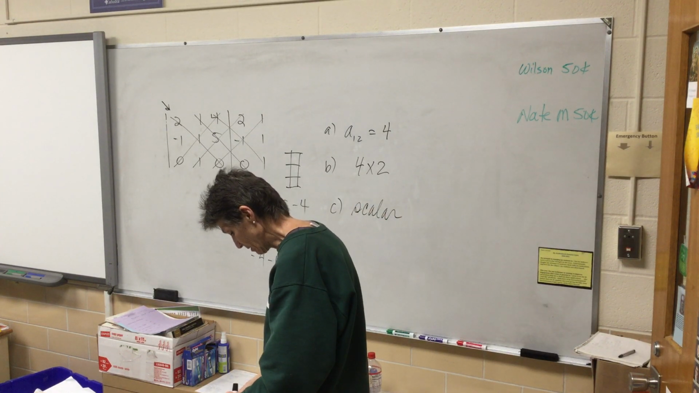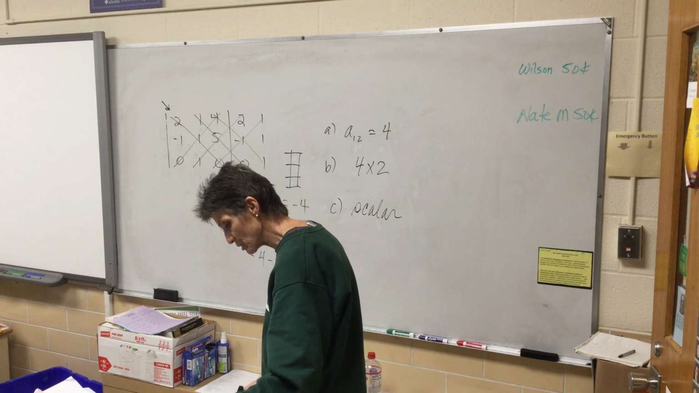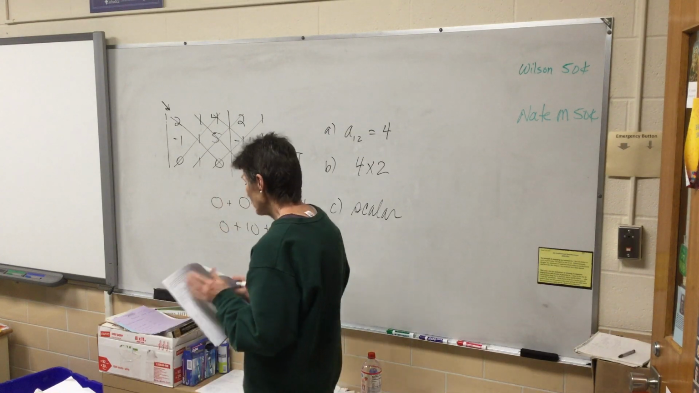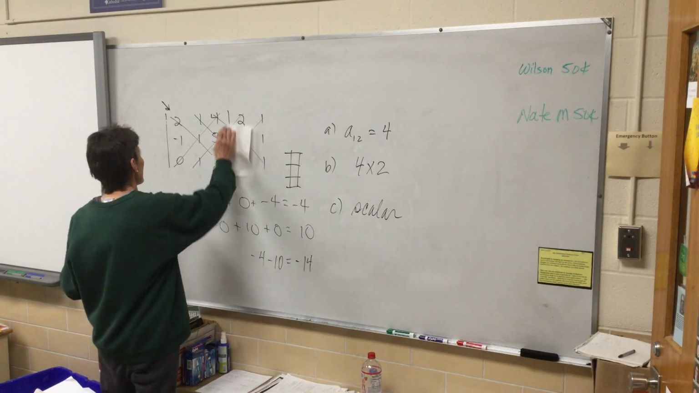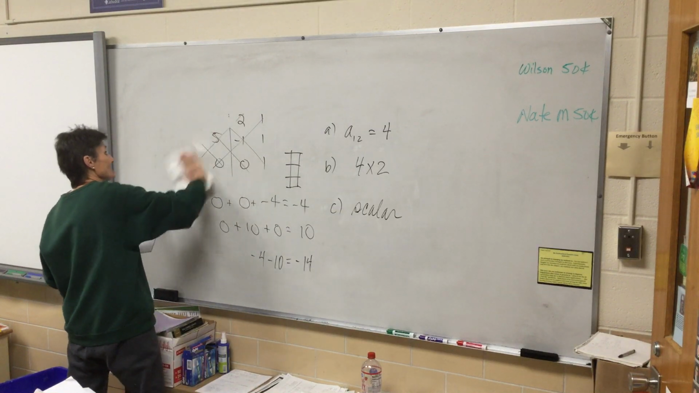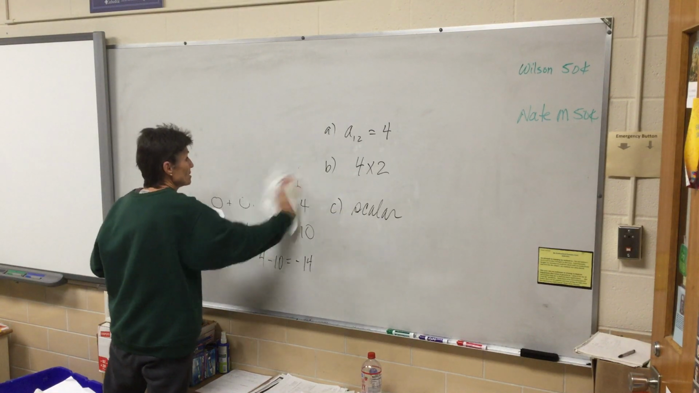Define matrix. It's a rectangular array of numbers arranged in rows and columns. That is in your notes. If you missed that or don't know that, please go back to your notes and get that definition.